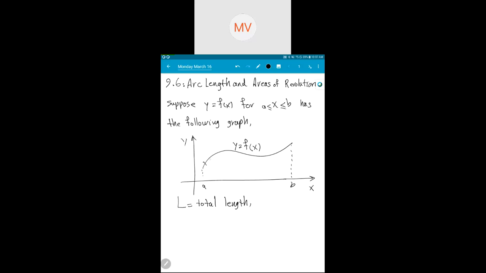So simply you partition this curve into many small pieces, and you make these pieces small enough that if you zoom in on one of them, for example this one, it's simply a straight line, almost a straight line. Now, I'm going to call this length dL.